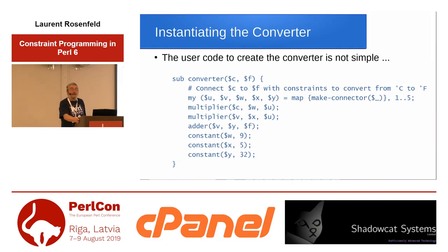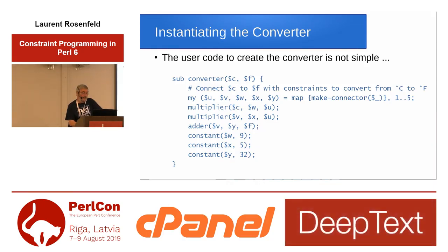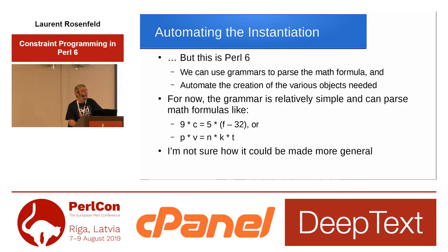So we're not simplifying very much our problem here, because if the user has to write a complicated thing like that just for a simple Celsius to Fahrenheit conversion, I think they're not going to use my module. But we can go on. This user code is not very simple. But since this is Perl 6, we can actually simplify it, because we can use grammar to parse the math formula, and then we can automate the creation of the multipliers, the adder, and all the objects needed.